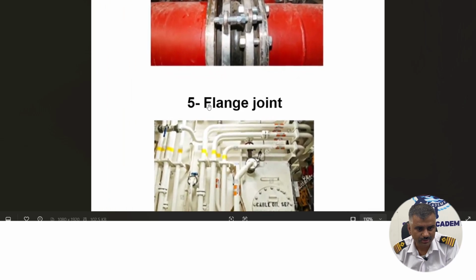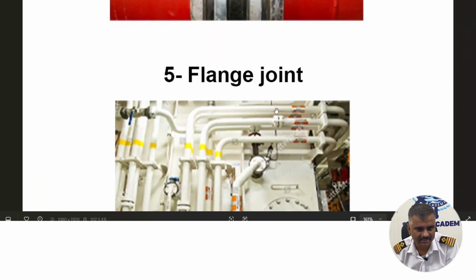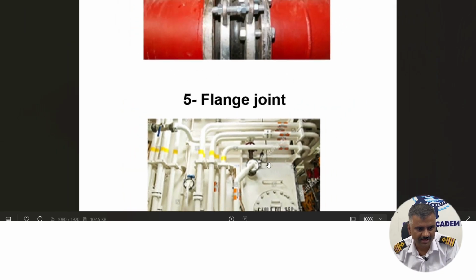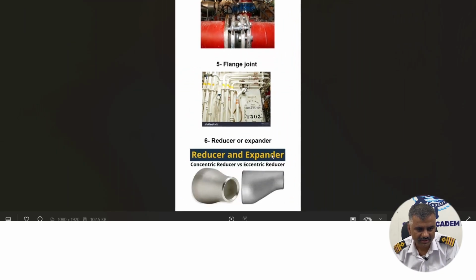Then comes the flange joint. This is the most common joint. There are two flanges, and these two flanges are used to join two pipelines. So these are the flange joints. Okay, the third one is the reducer. You can see it is shown like concentric reducer, eccentric reducer. Eccentric reducer does not have the same change in diameter.